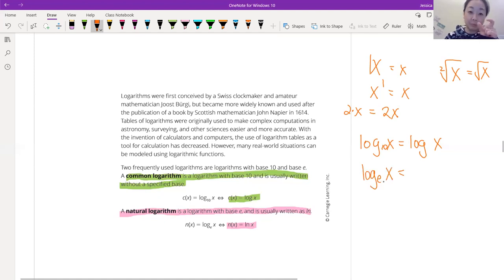So remember what we said e was. e is a number. What number is it? Here, we're not going to get into that just yet. But anyways, instead of saying log base e, we just say natural log.